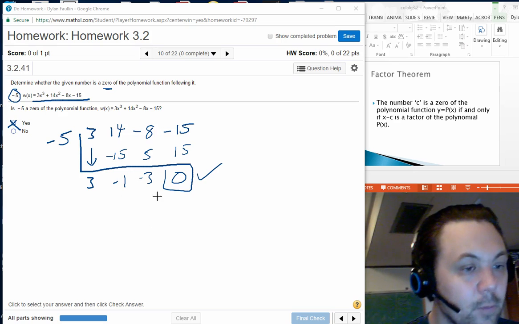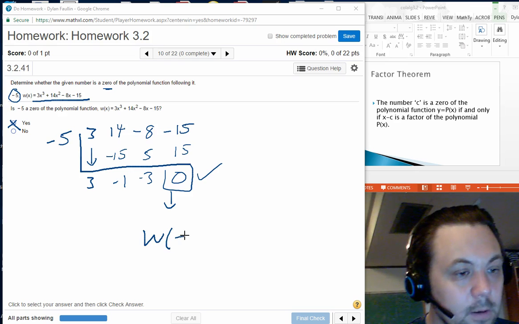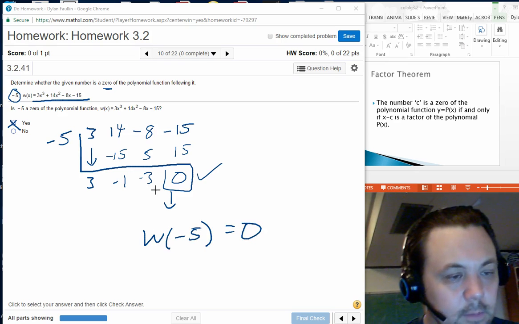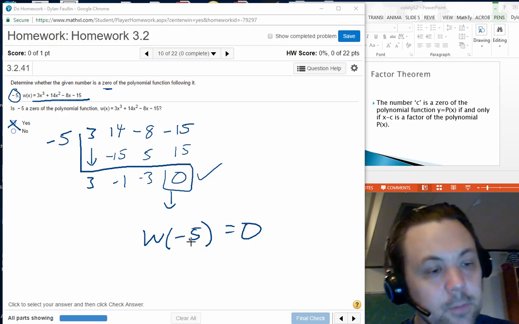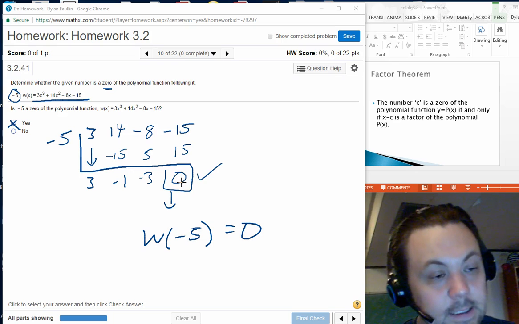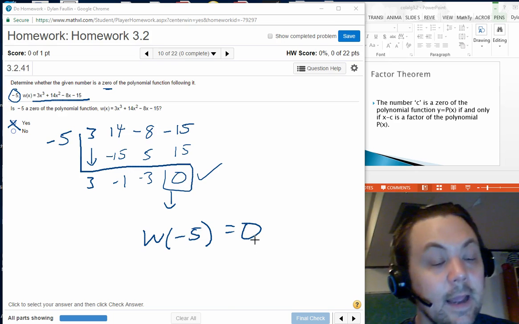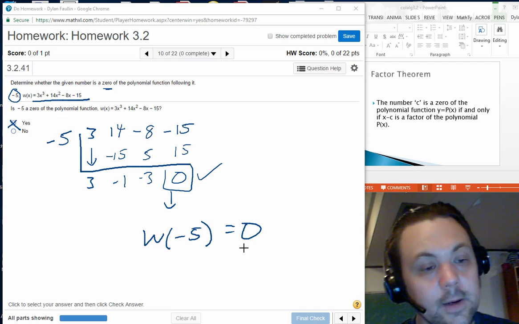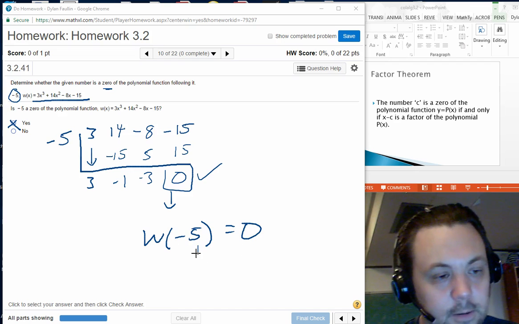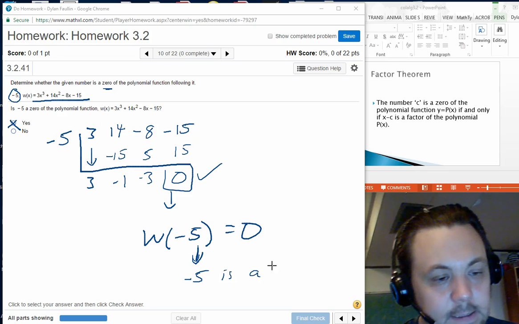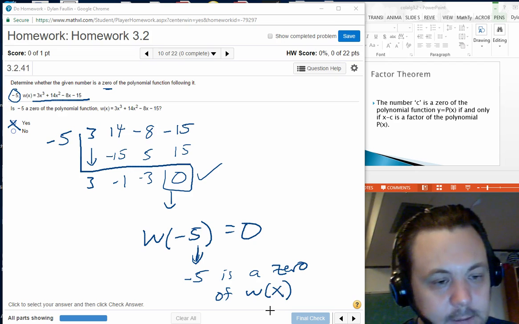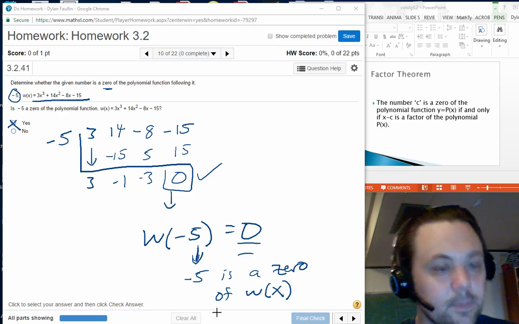What this tells me is that w of negative 5 equals 0, right? If the remainder is 0, the remainder theorem says that's what this polynomial equals when you plug that number into the polynomial. It makes it equal the remainder, which is 0 in this case. And the definition of what a 0 is, it's a number that makes the polynomial equal 0, right? So since negative 5 makes the polynomial equal 0, that's the label we give it. Negative 5 is a 0 of the polynomial w of x, right? Because it makes the polynomial equal 0.